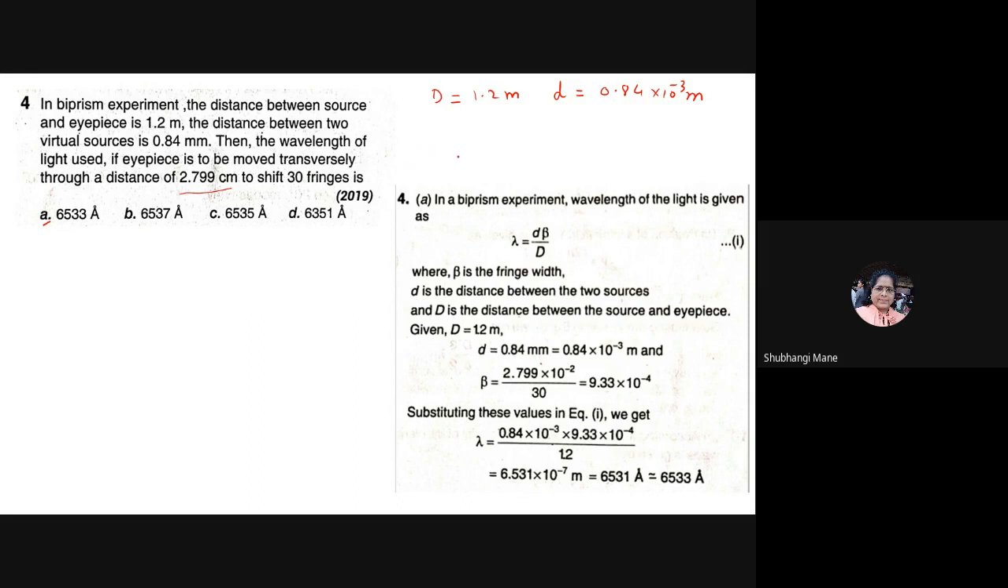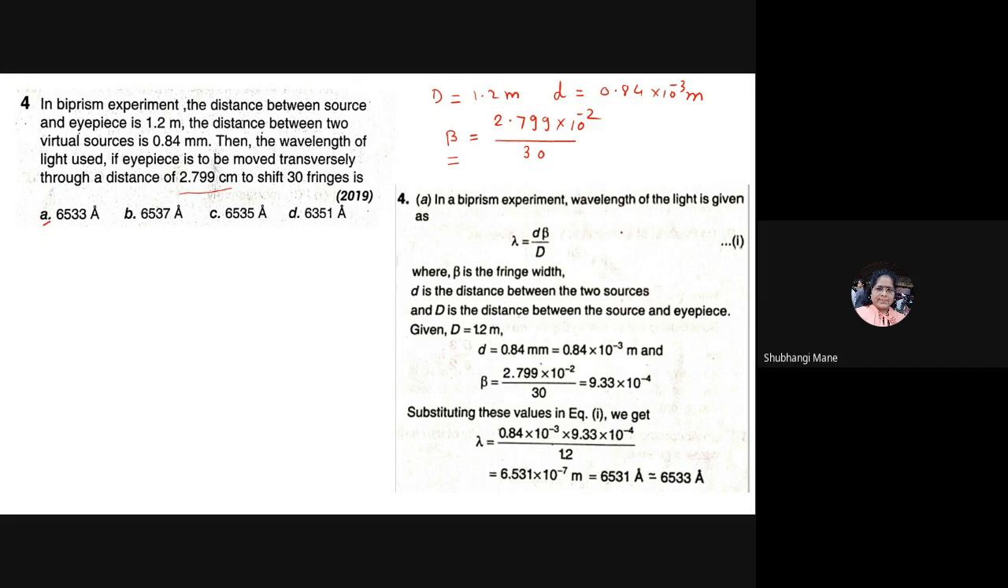So if we want to find beta, what is beta? Beta is simply the distance between two successive fringes. But here the distance given is 2.799 centimeter, for how many fringes? That is the coverage of 30 fringes. So we can calculate beta by simply having 2.799 into 10 raised to minus 2 upon 30 fringes. Like that we'll be able to find the beta value.